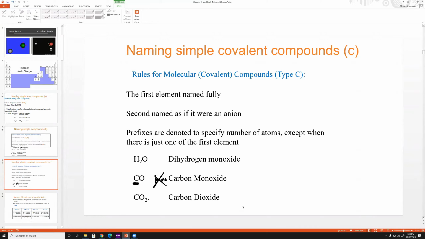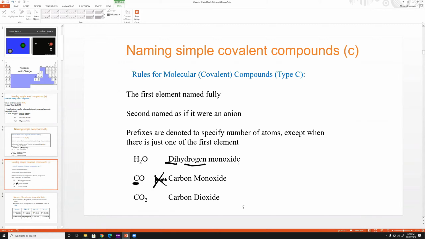So you do not write this prefix. For every other number of the first element, anything more than 1, you then write the prefixes. So for example, for the water, it wouldn't be hydrogen monoxide, it would be dihydrogen monoxide. For CO, it would be carbon monoxide, and for CO2, it would be carbon dioxide. So just to refresh, you're naming the prefix in front of the first element only if it is greater than 1, leaving the rest of the name of the element.